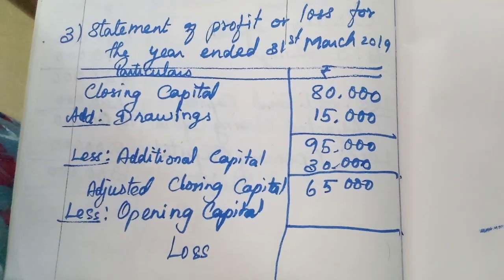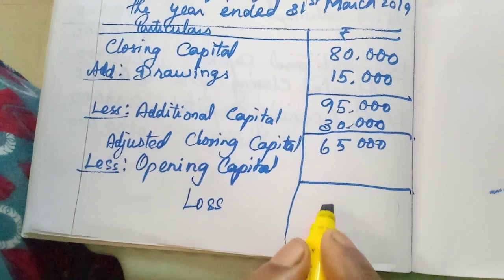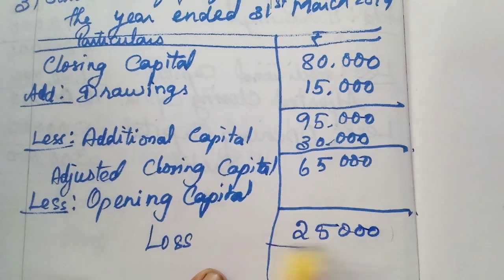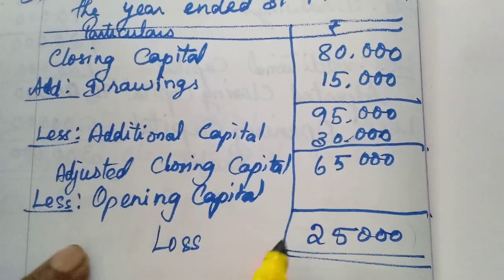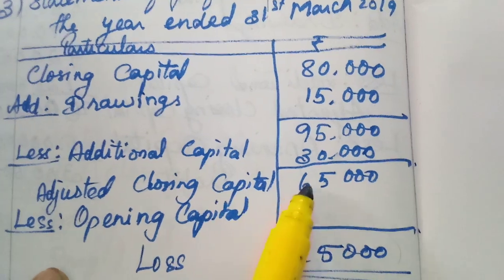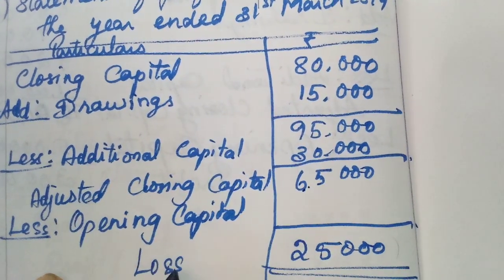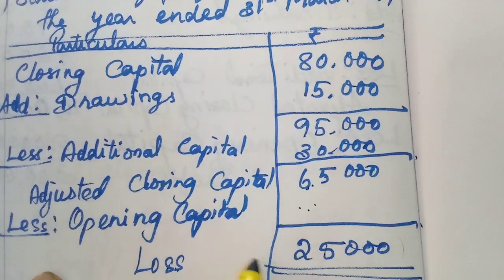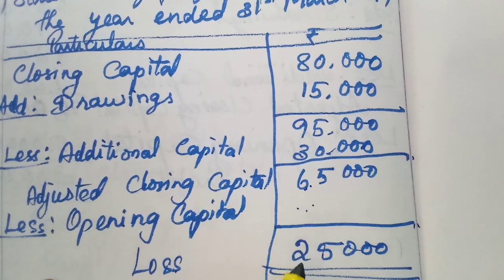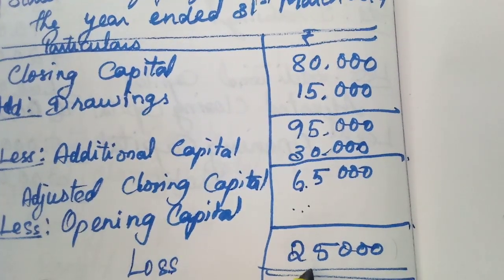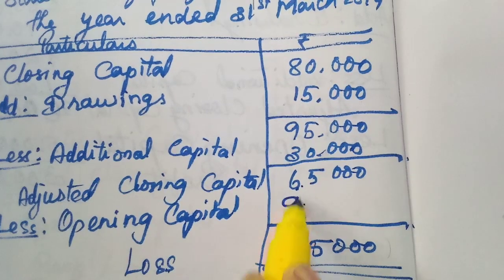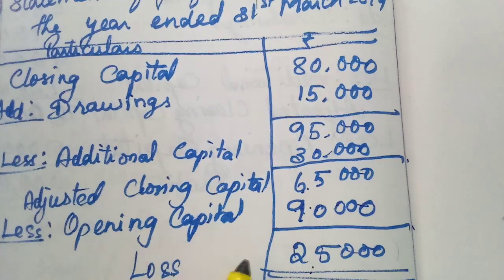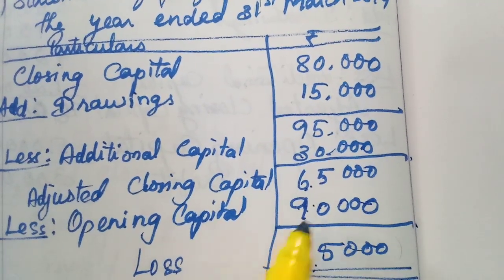The loss amount is 25,000, that we can write here. Okay, 25,000 loss. So I told you for profit the closing capital will be more. For loss the opening capital will be more. So to get the more amount, what we have to do? We have to add these two amounts. So what we will get? 65,000 plus 25,000, 90,000. Understood, students? If loss is given, we need to add these two amounts and write here.